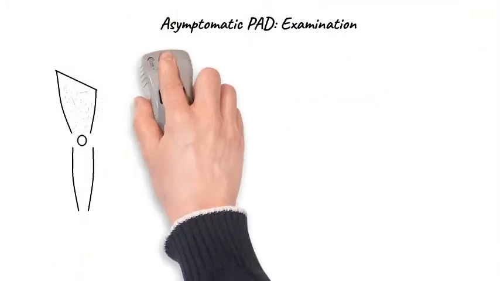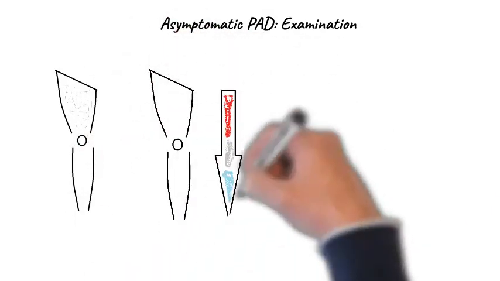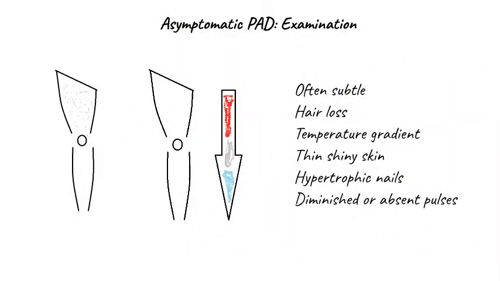If features in the history alert you to the possibility of asymptomatic peripheral arterial disease, you might be able to find some supporting evidence on examination. But the examination findings in asymptomatic PAD tend to be a lot more subtle than those found in patients with claudication or patients with chronic limb-threatening ischemia. So you want to look for hair loss distally. There may be a temperature gradient with the leg being warmer more proximally than it is distally around the foot and toes. They may have thin, shiny skin and hypertrophic nails, and they will have diminished or absent pulses.